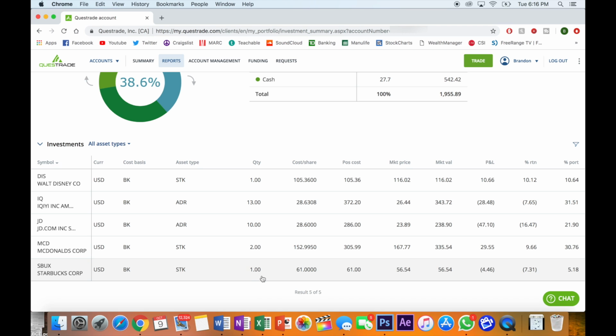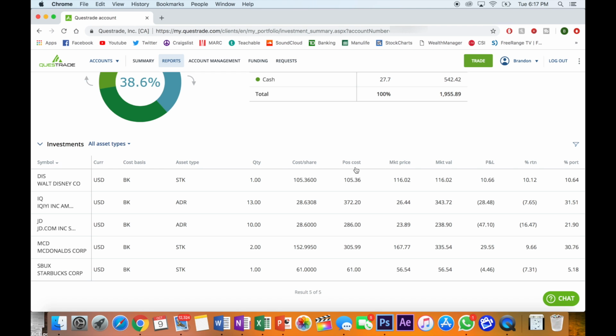Now, to the right of this, we see here cost per share. And what this is telling us is essentially what we would call our cost basis. This is telling us how much we paid to get into our position here, or how much we paid for our stocks. And I apologize if I didn't explain that as clearly as I was hoping. But what this is telling me is that the 1 share of Disney, I bought it at $105, right? It was the cost per share that I got in at.